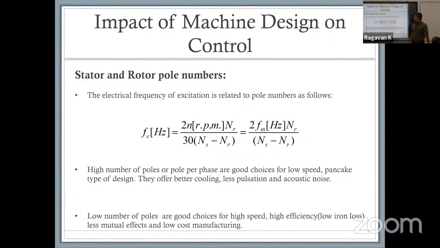So a high number of poles or poles per phase is a good choice if you want to go at lower speeds. Once again, keep in mind that what we are trying to do by increasing the number of poles is make the profile smoother, but you're taxing your control. You're moving the requirement of what you're trying to do from the designer to the controller.